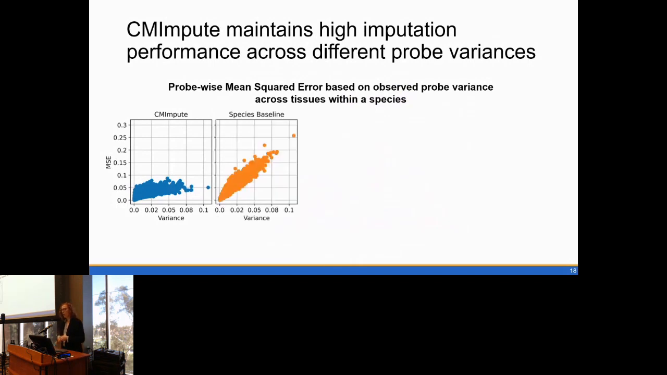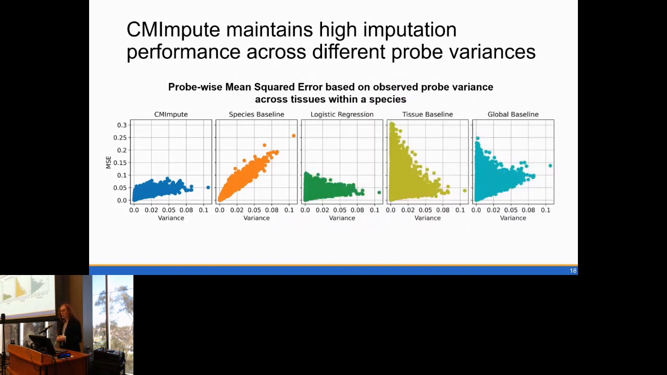When we specifically look at the species baseline, which is the highest performing baseline, we see that for lower variance probes, there tends to be a low MSE. This makes sense because if a probe isn't changing across tissue types, then a mean imputation-based approach can be effective. However, as this variance increases, so does the species baseline MSE, showing it's not as robust to these mid and higher varying probes, which tend to be what are interesting to look at in epigenetic studies. We additionally show that CM impute outperforms the remaining baselines across lower and higher variance probes.